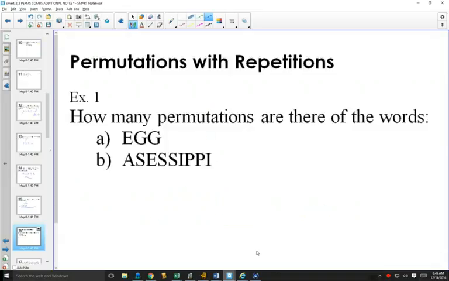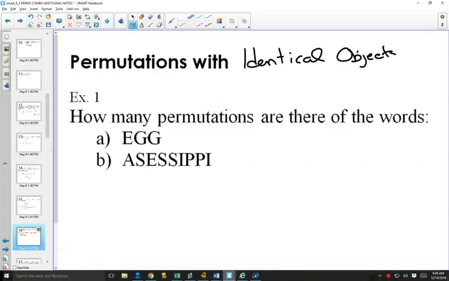All right. We are going to change the title of this to match the same thing we did earlier. Earlier, we called these identical objects. So we're going to change this title to say permutations with identical objects.